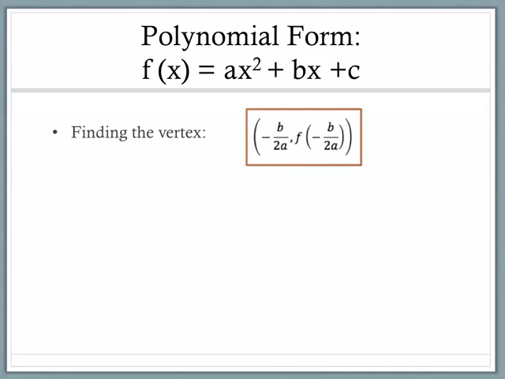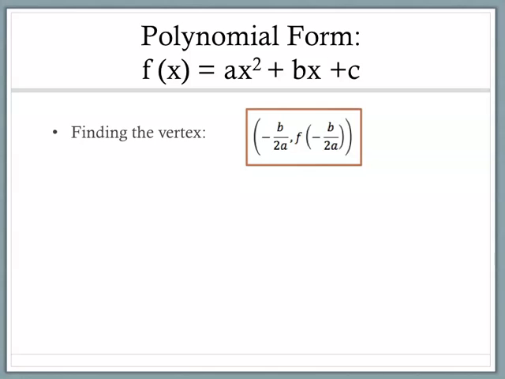And then once you found the x-coordinate, you are going to plug in negative b over 2a back into your function f. That's what that second part after the comma means. It means whatever you got for x, you want to plug back into your function f, and that will be your y value.